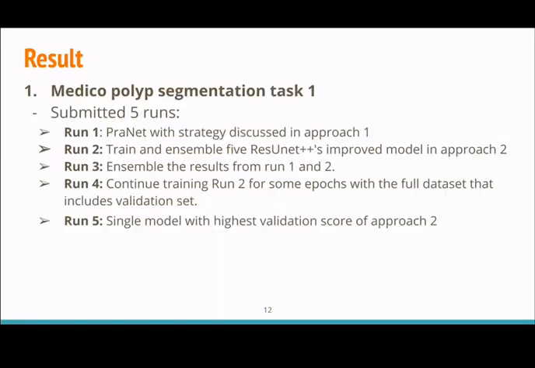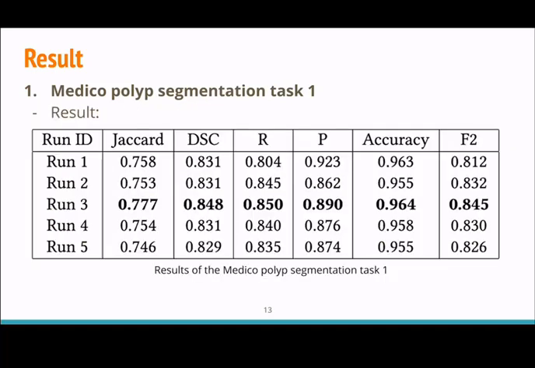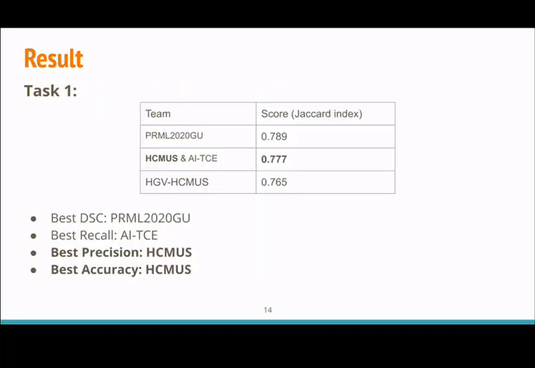For task 1, we submitted 5 runs, and here are our methods for each of them. Run 3 gives our best performance for task 1. It is an example of combining our two approaches. This suggests that each of our proposed approaches has its own strength, and also our Run 3 achieves the best performance overall, with Jaccard index of 0.777365 and highest accuracy and precision.